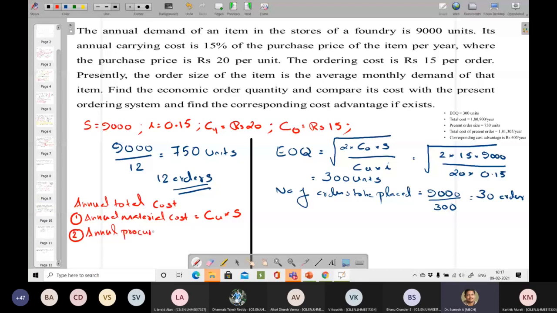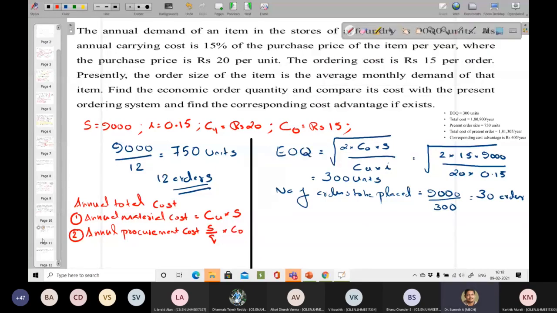Annual procurement cost is S by Q into C naught. And the third term will be the annual inventory carrying cost. So that is half into Q into CU into I.